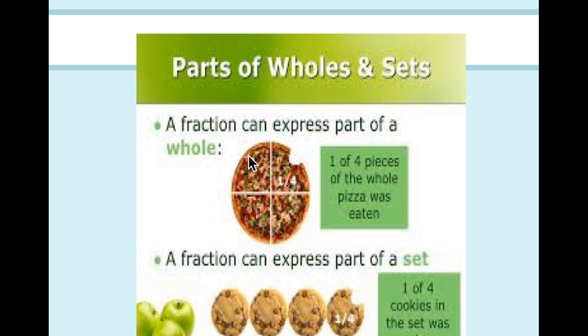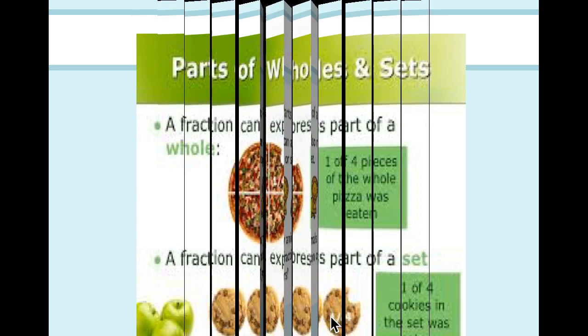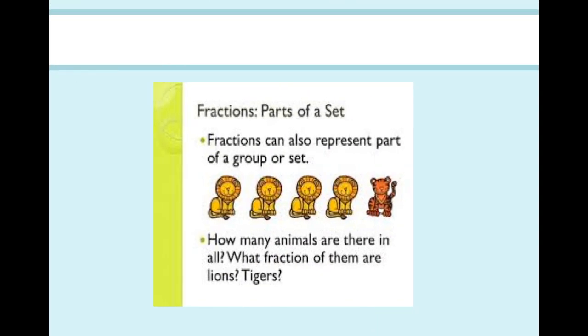So please remember, we can make the fractions of a whole, of a whole thing, like a whole pizza, or we can make the fraction of a set when you have different objects forming a group. These are two different fractions, fractions of a whole and fractions of a set. Like here, you have a group of animals. They are objects in the group of animals.